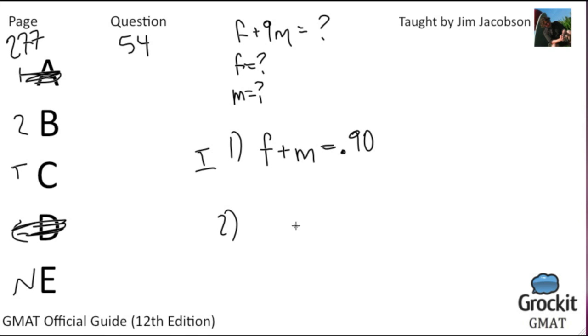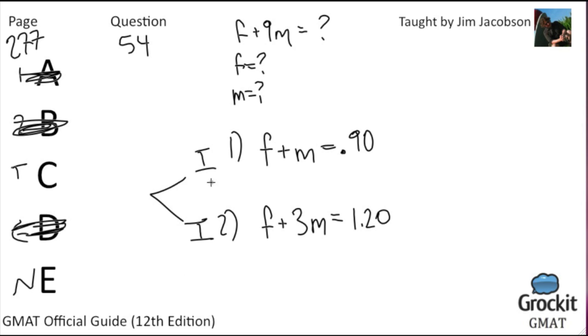Statement number 2. The company charges $1.20 for a 4-mile ride. So that's the cost for the first mile, F, plus three times M for the 3 miles beyond the first, that equals $1.20. And for exactly the same reason, statement two on its own cannot be sufficient. We don't have enough information to know what F and M are. F could be very large and M very small. F could be very small and M very large. No way of knowing.